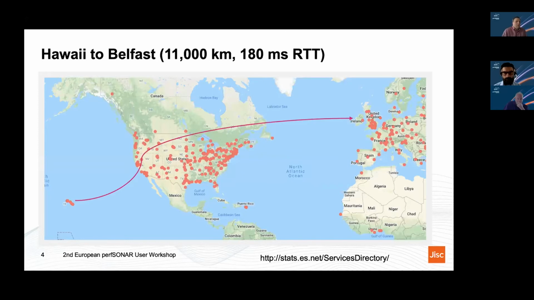So there's a pretty picture of Hawaii and Northern Ireland, or the UK, and you can see this is obviously the ASNET perfSONAR directory map. You can see a lot of perfSONAR hosts in the US, and indeed a fair number over in Hawaii. There's quite a number that they've installed over there to help diagnose this type of transfer issues.